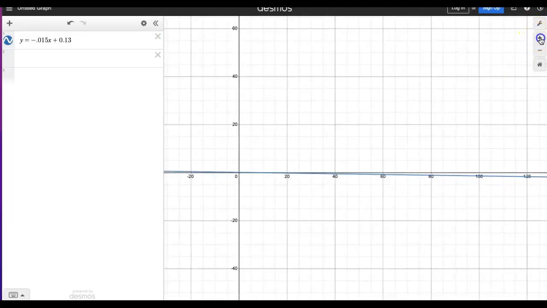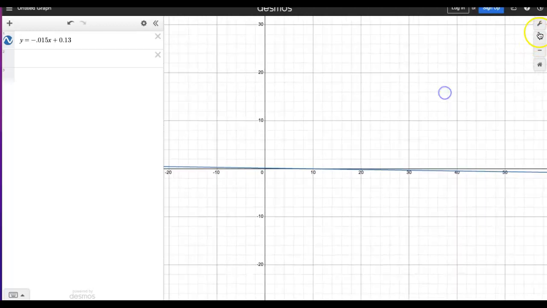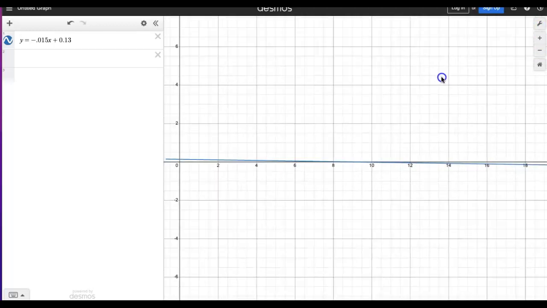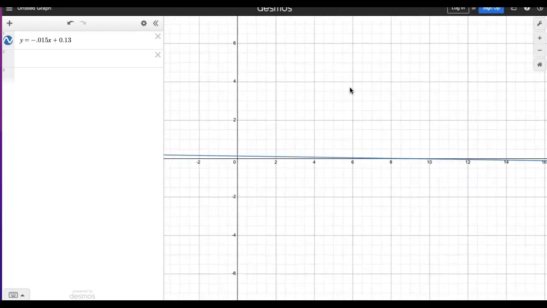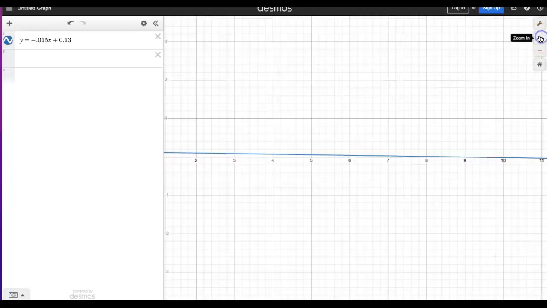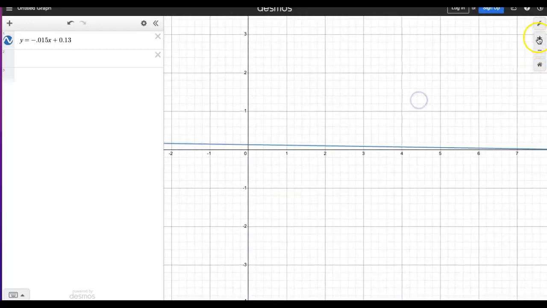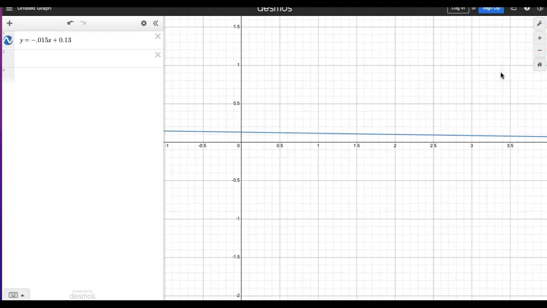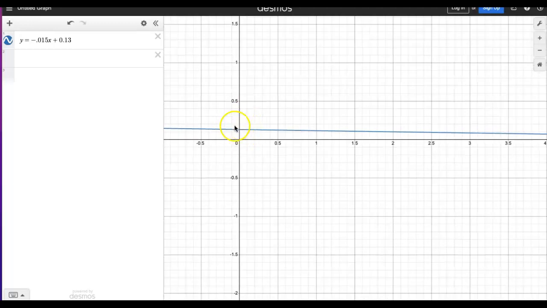And when we zoom in, we can see this blue line that's the same graph that we have in our notes. I just thought this is a little bit clearer here on Desmos. So we can see this line, and you can see where it crosses the y-axis, which is right here. That's the y-intercept of 0.13.